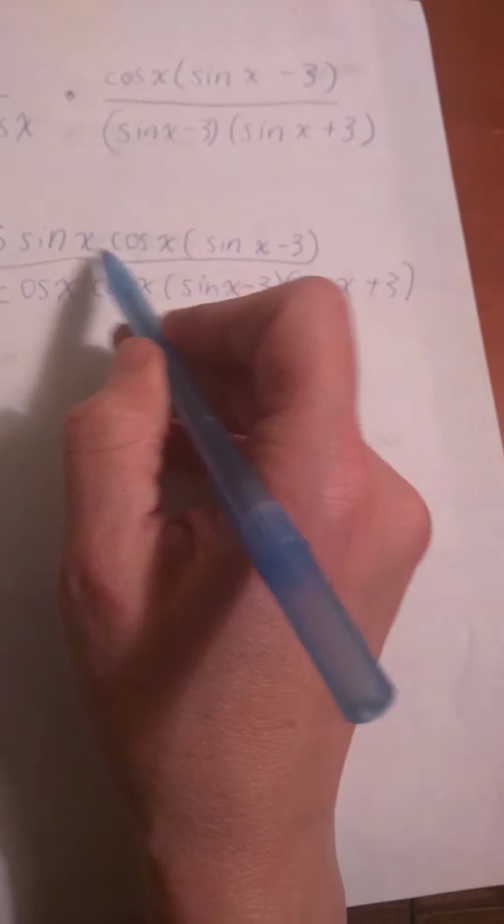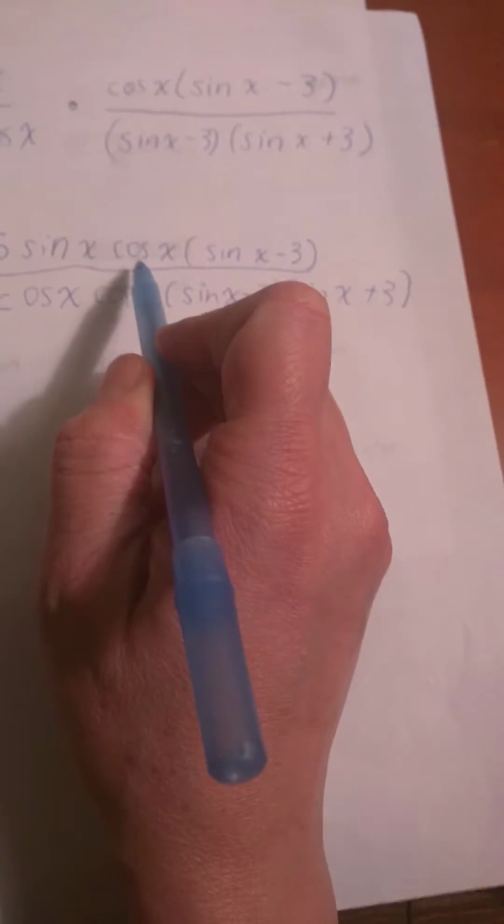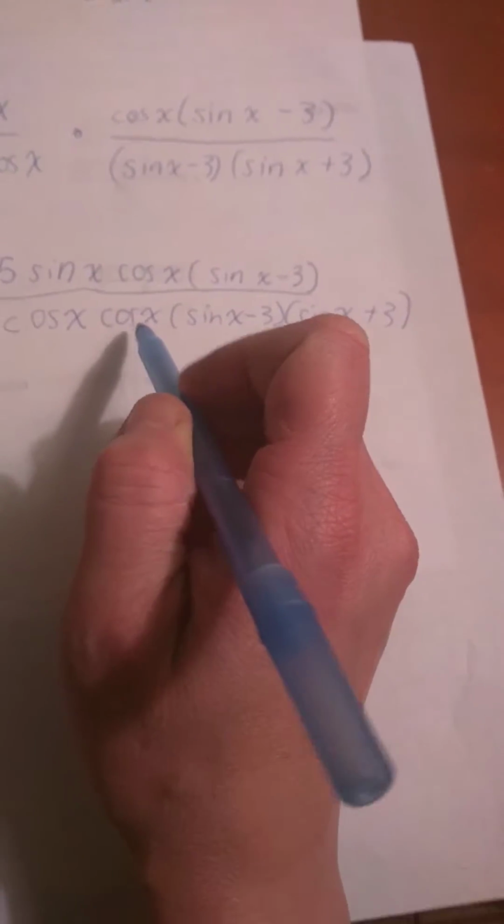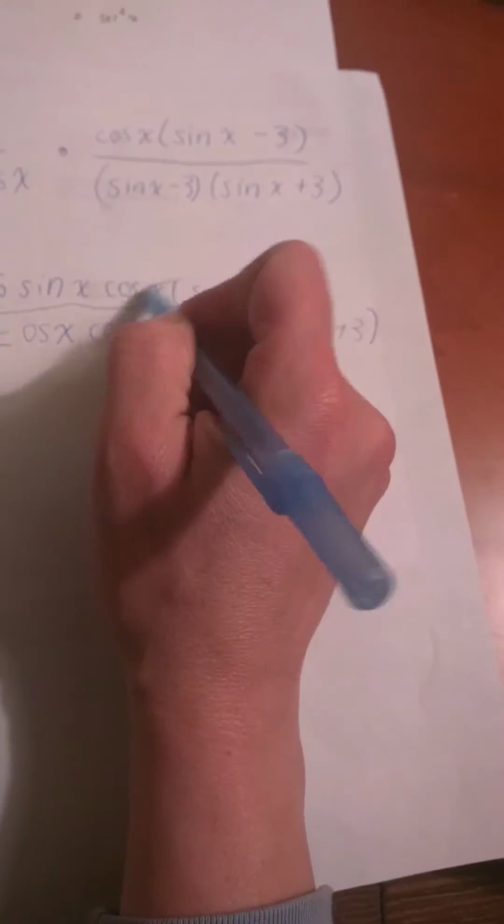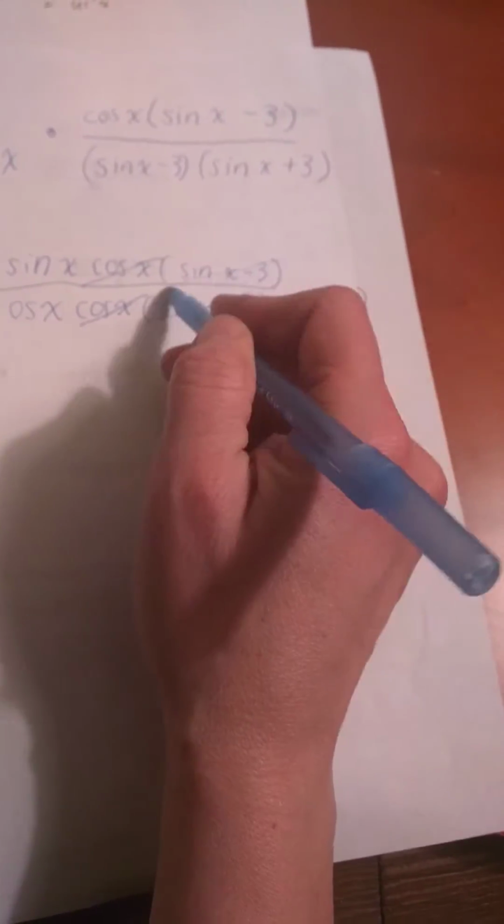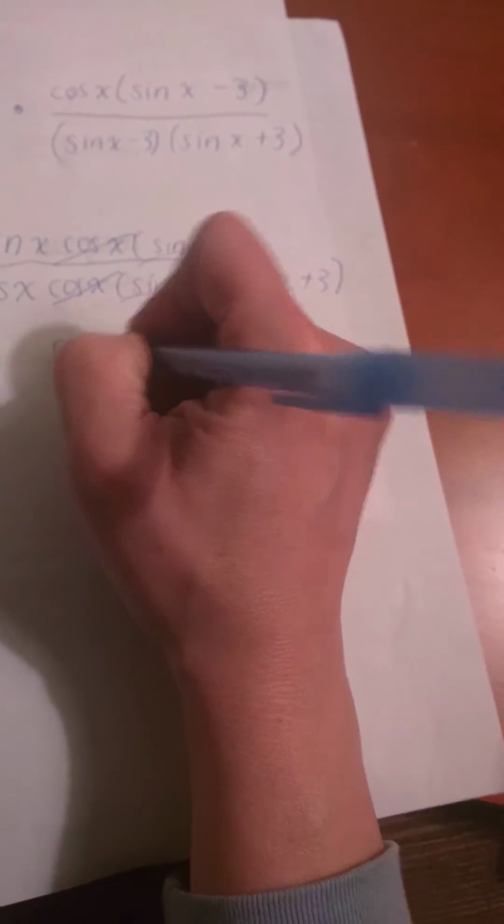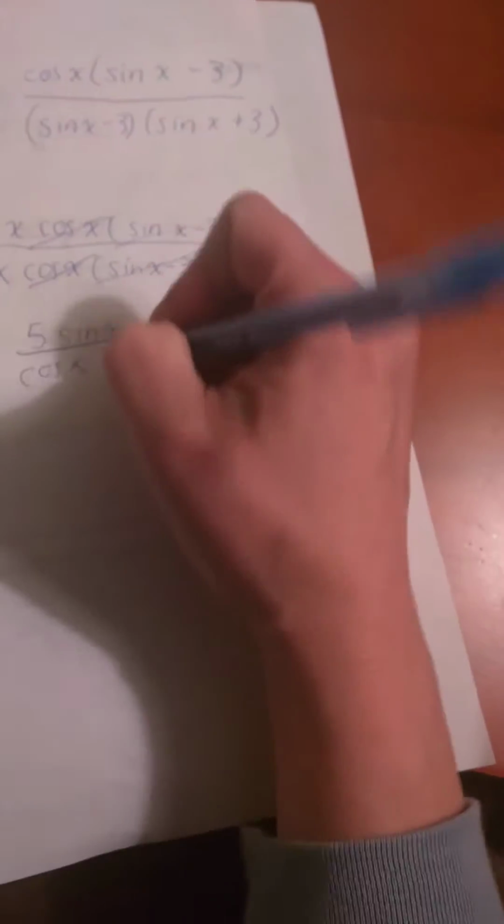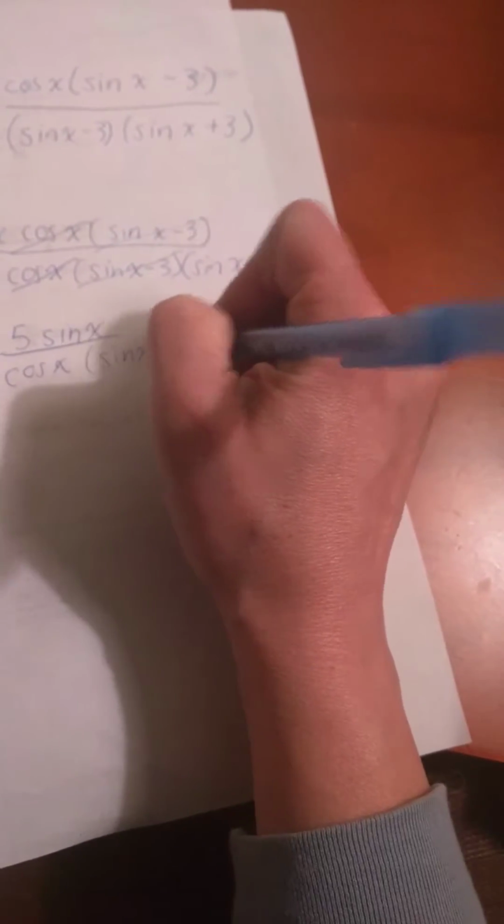Now, from here, you'll see I have one factor, which is the cosine of x in the numerator, and I have 2 factors, which are cosine of x in the denominator. I only get to cancel one of those factors. I also get to cancel this factor, which is the sine of x minus 3. And that leaves me with my result, which is 5 times the sine of x over the cosine of x times sine of x plus 3. And that is the final answer.